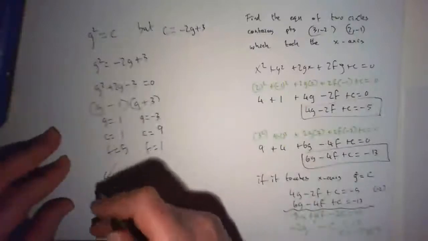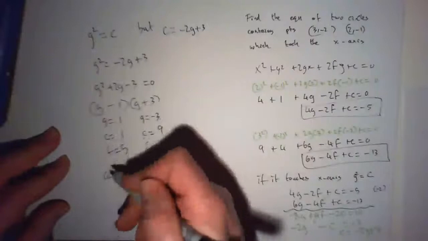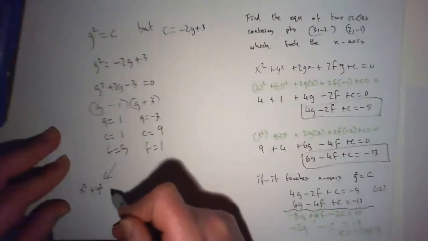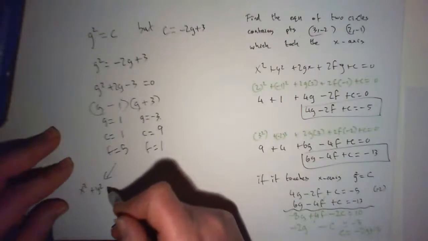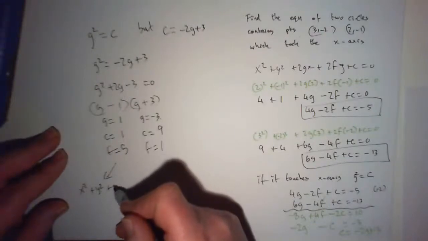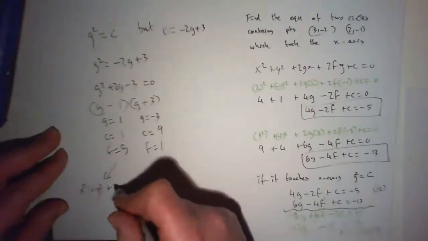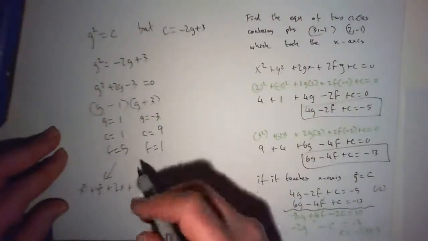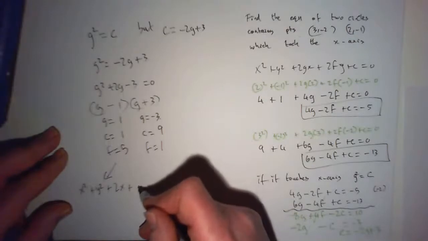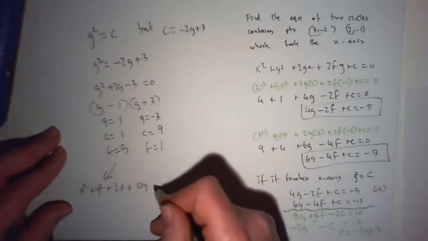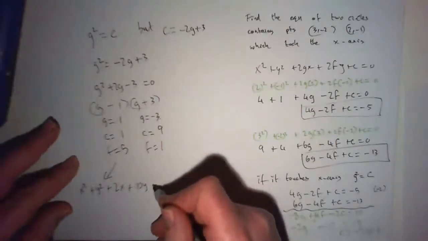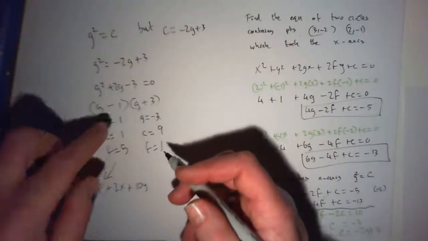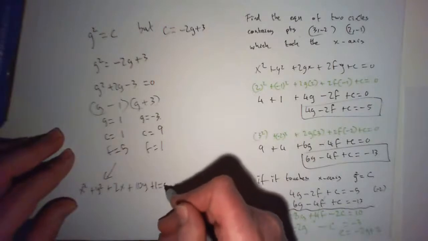So this circle is going to be, if I have a 1 and a 5, x squared plus y squared plus 2 times G, 2 times 1, plus 2fy, 2 times 5, that's 10y, plus 1 equal to 0.